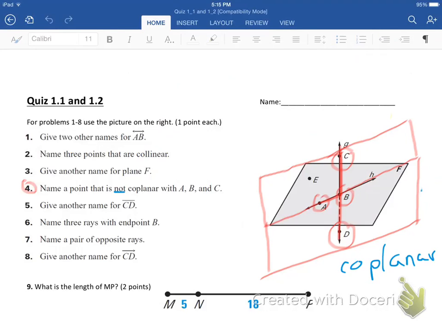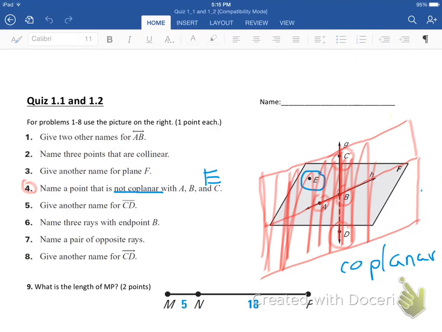It says not coplanar. The only other point that's not coplanar, that's on a different plane, is E. So I'm just going to put E here. Okay? So here's the plane, red plane, and E is behind. This one is behind that plane I colored in. Okay, I'm going to erase it and do the next one.